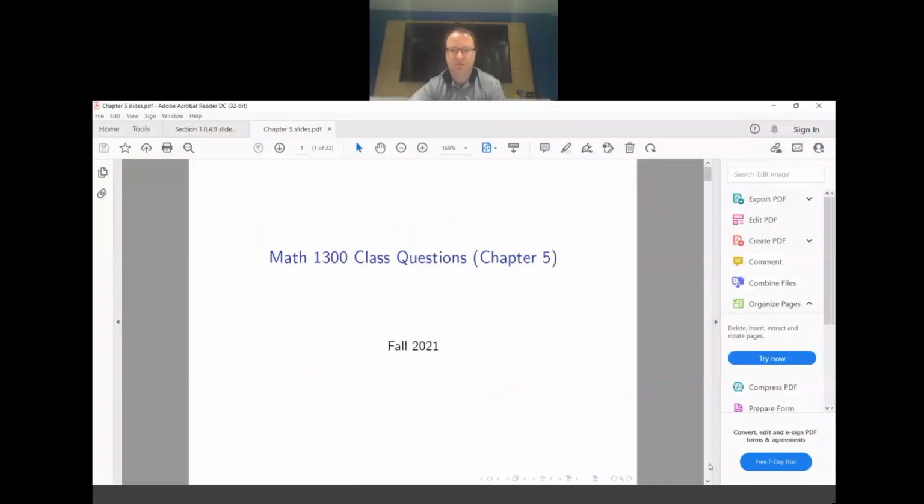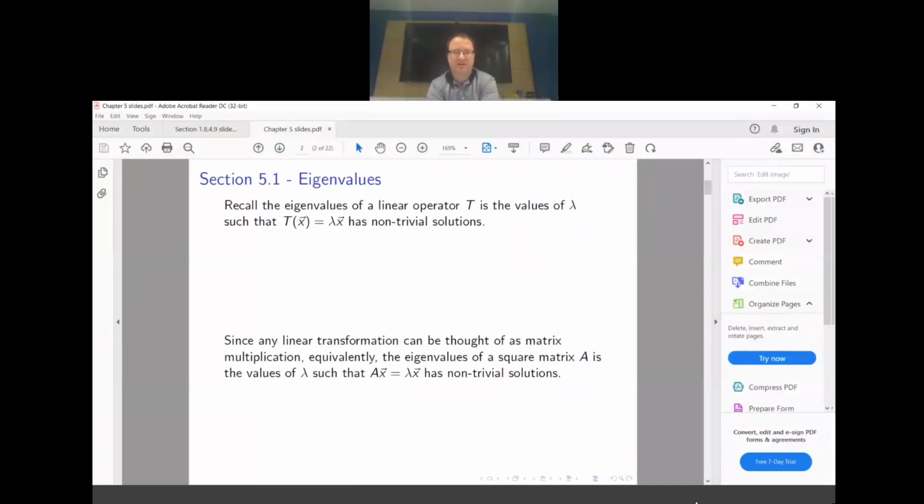All right, so reviewing some of the main concepts, now we're jumping into chapter 5. Again, I go over this in more detail in the pre-lecture videos, but the idea is we're talking about something called an eigenvalue and eventually something called eigenvectors. An eigenvalue of a linear operator, we'll talk about why it has to be an operator in just a second, is when T of x is equal to this constant, the Greek letter lambda.